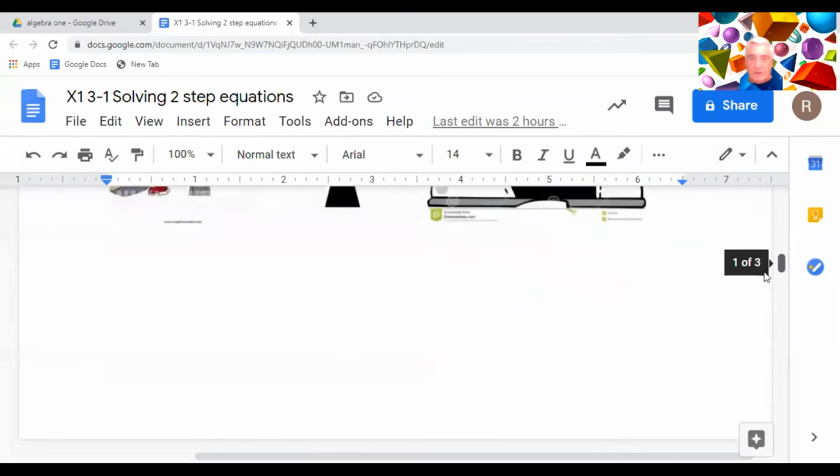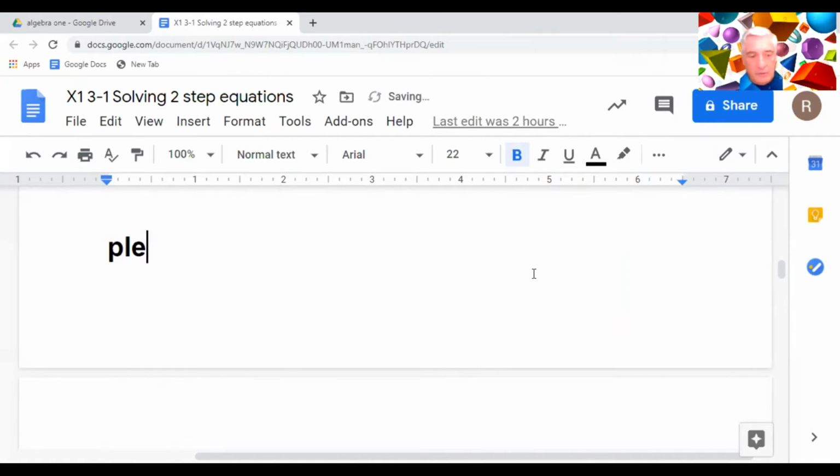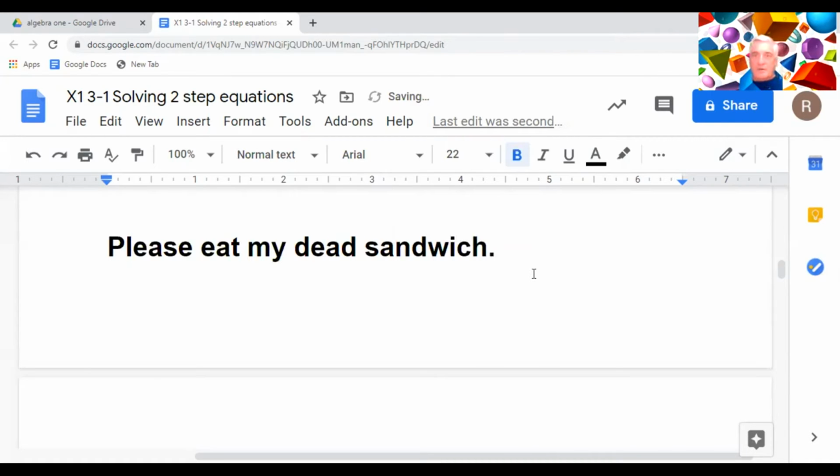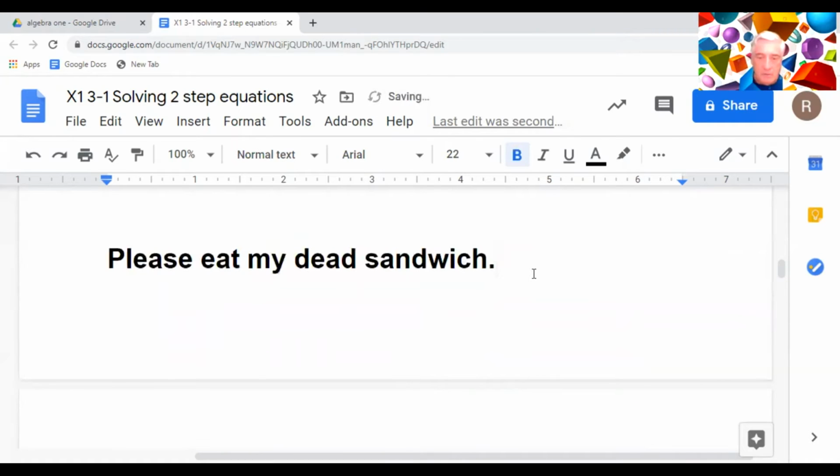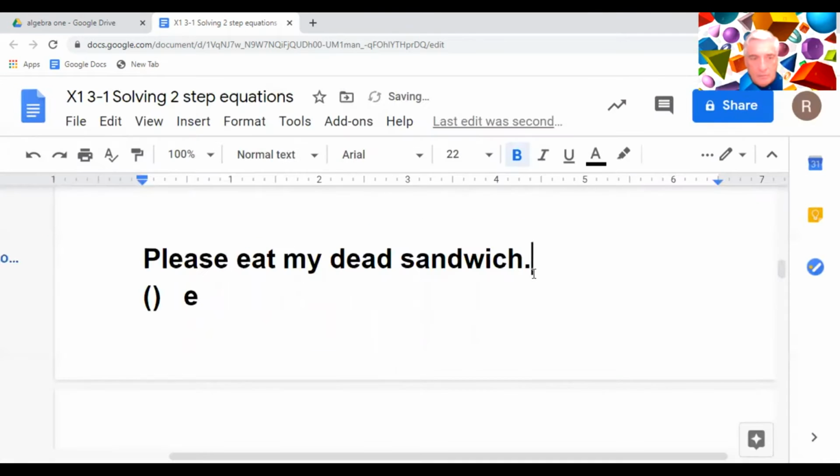Now, the order of operations. Please eat my dead sandwich. Some of you heard of the other one. Please excuse my dear Aunt Sally. What this means is, what do we do first? We do parentheses first. Then we do exponents. Then we multiply and divide. And then the last thing we do is we add or subtract.